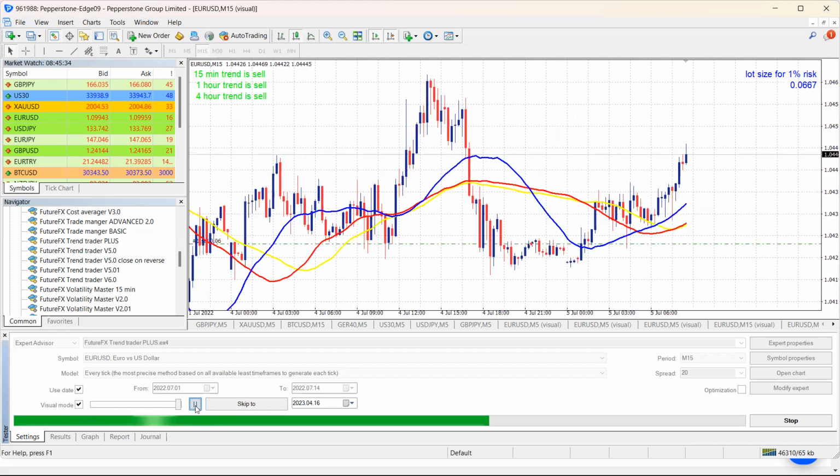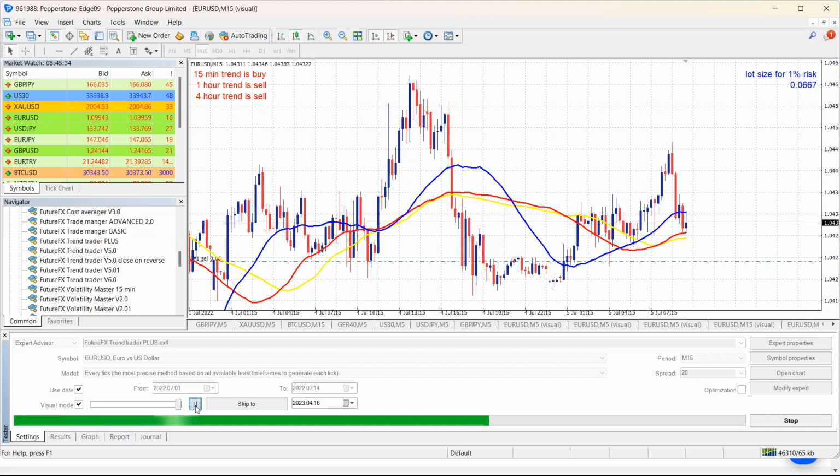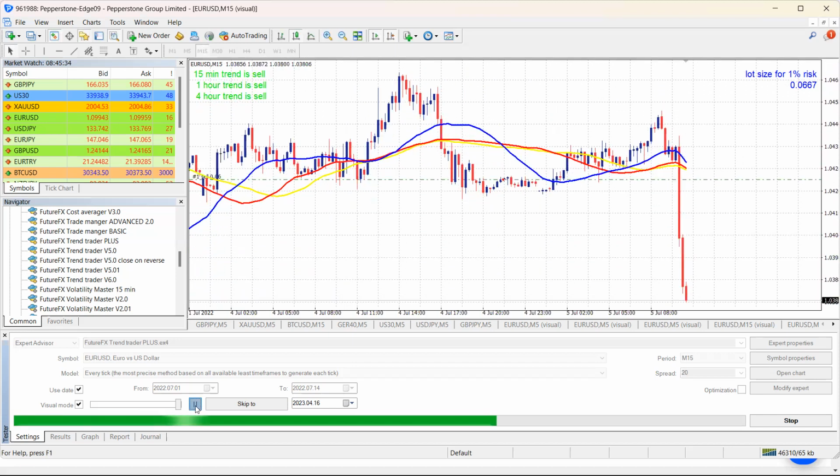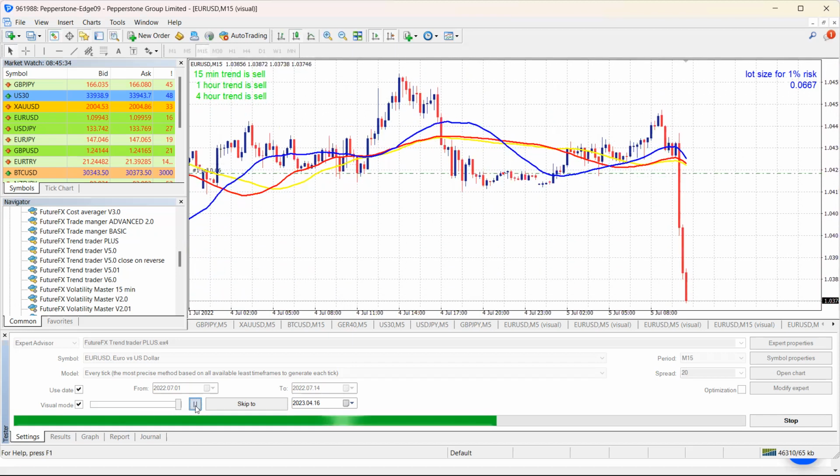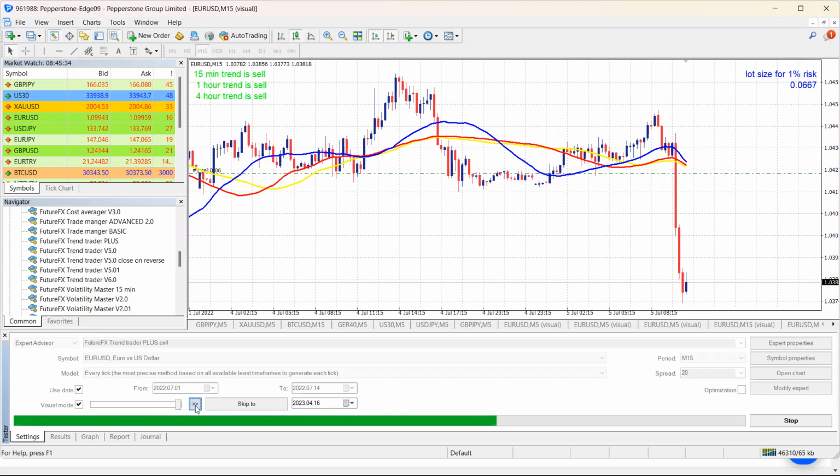I just wanted to go through this and show you exactly how it currently works so that you can understand the differences when you see how the new version works. Okay, so it's opened up a trade and the market's dropped down nicely and it's in good profit. Nothing wrong with that.